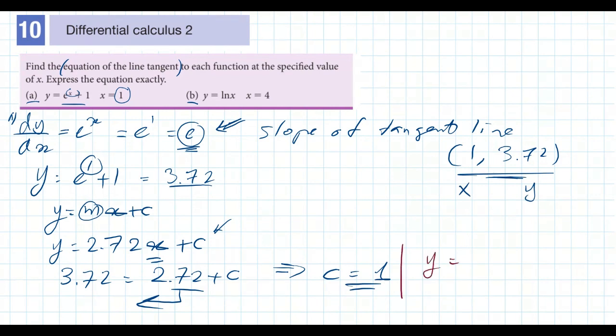y equals, where's the gradient? 2.72, or e. Then I can put y equals ex plus 1, or I can put y equals 2.72x plus 1. Both are the same. Okay, is it clear?